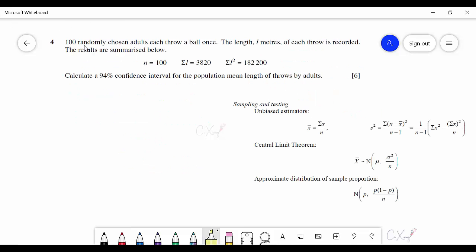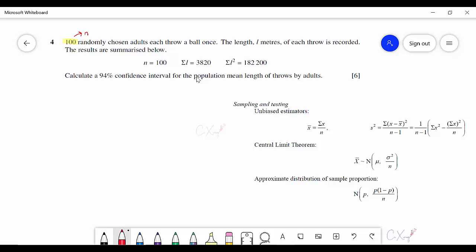Okay, so question number 4. We have 100 randomly chosen adults and each throws a ball once. So the 100 here will be the n, the sample size. Then they are collecting all the data, and the length L in meters for each throw is recorded. So these are all the summarized data. We have n equals 100, summation of L equals 3280, summation of L squared equals 182200.